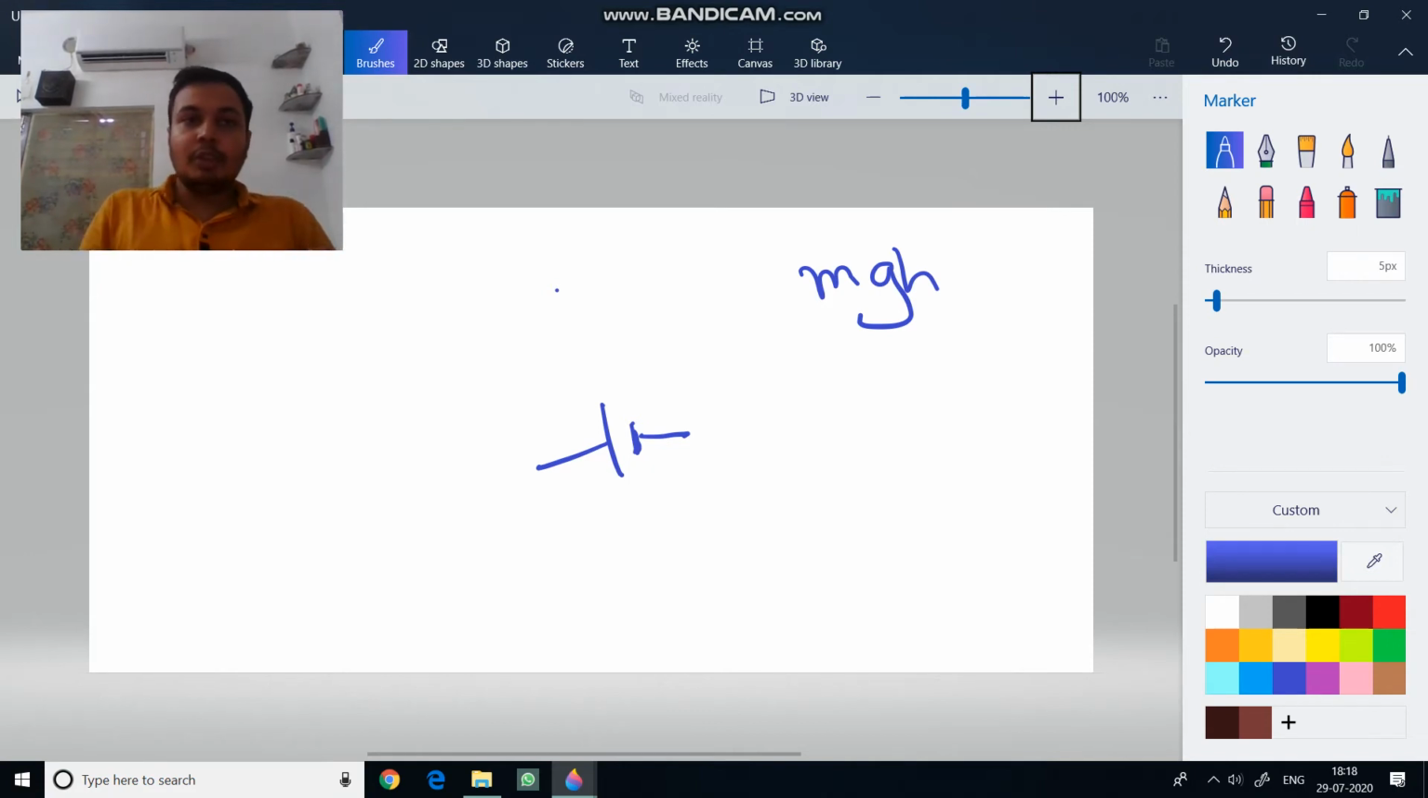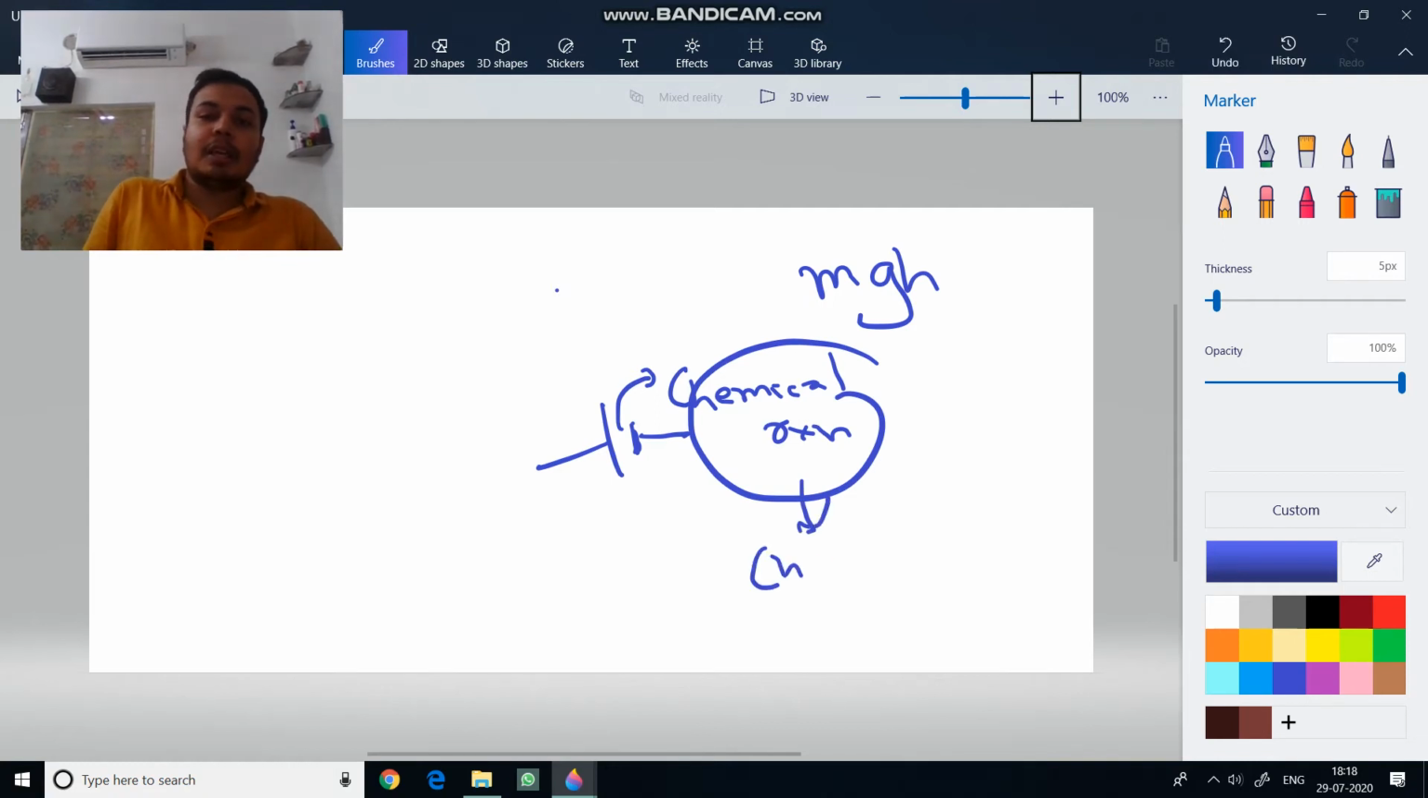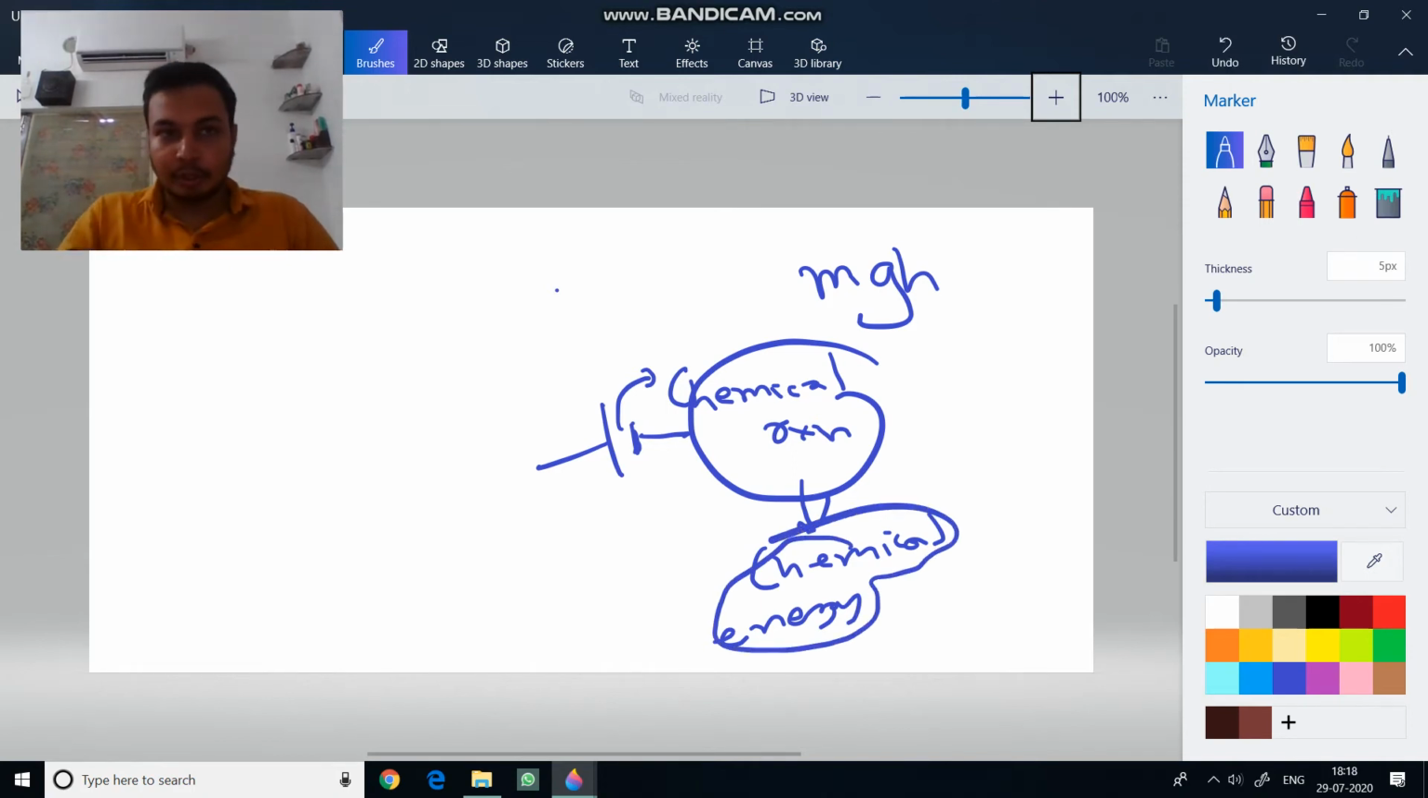This current would only move if there is a potential difference between these 2 points. So to produce this potential difference, some sort of energy should be required, which will provide this potential energy. So that energy comes from this cell. Here chemical reactions occur, which release chemical energy, and this chemical energy gets converted into the electrical energy. So this is how one energy gets converted into another energy.